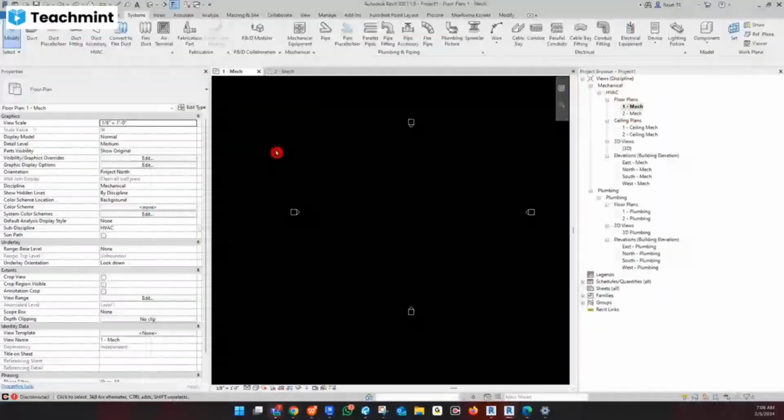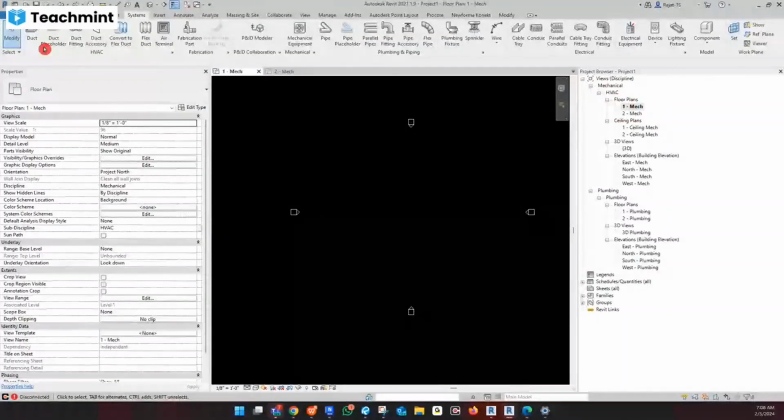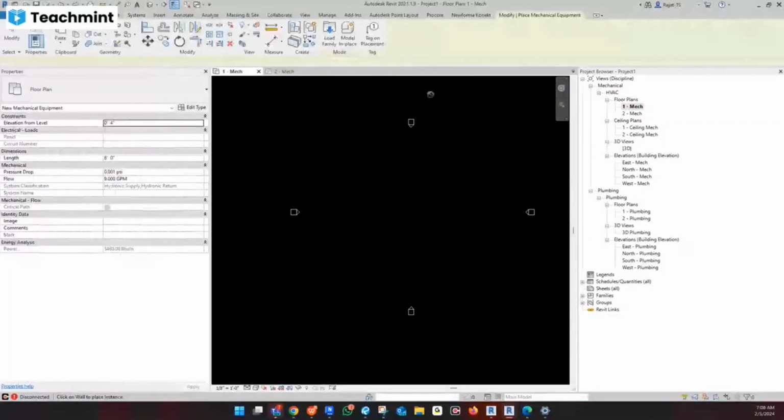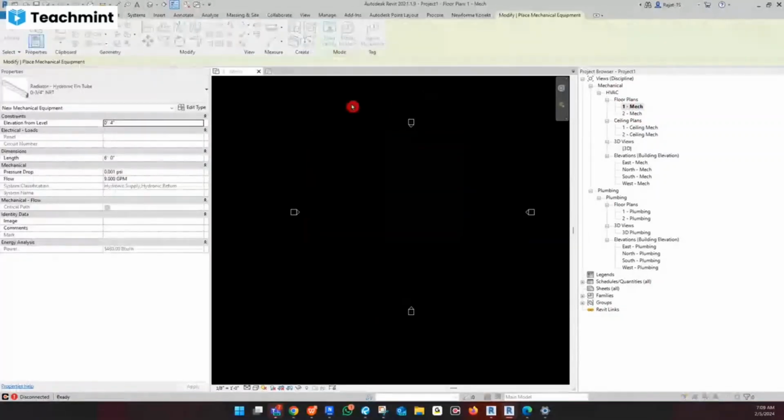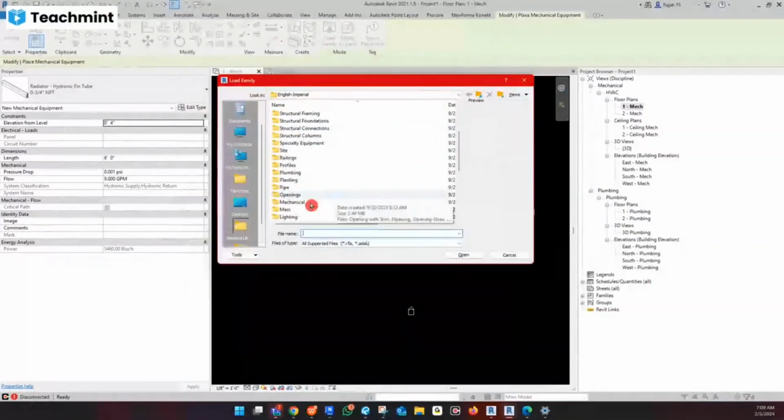Revit one. So how exactly to place the chillers? In this one, I think you're familiar with this. If you want to load any equipment, let's click on the mechanical equipment and load family. In the load family, you can go back to the mechanical.